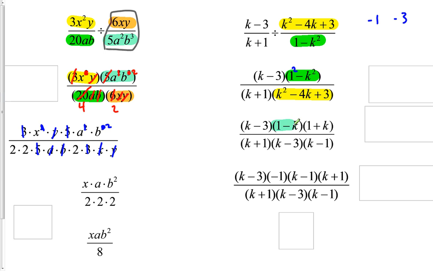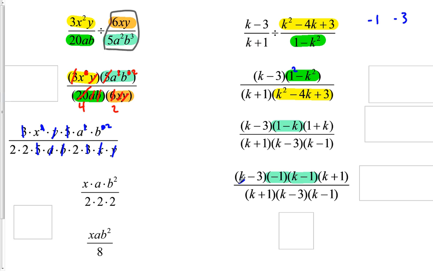What I did is I took this 1 minus k and I flipped it by multiplying the inside by negative 1. 1 times negative 1 is negative 1. Negative k times negative 1 is k. So we have k minus 1 here. But to undo that operation so I don't change the actual expression, I had to put that negative 1 out front. Always remember to do that whenever you flip something. And now it looks like I got a whole bunch of things in common. So let's start simplifying this down.